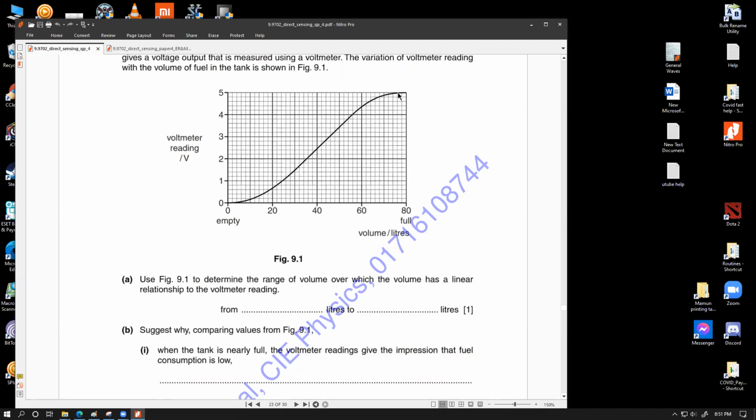about... Every horizontal division over here is 4 liters, no? No, 2 liters. So from 80 liters to 76 liters, the volumeter reading does not drop. So it shows no consumption of fuel, even though the fuel is being consumed.